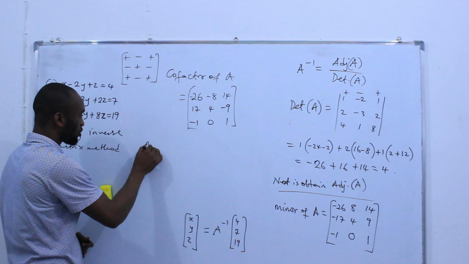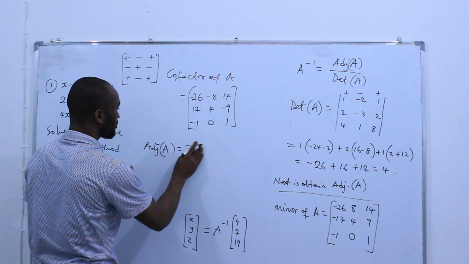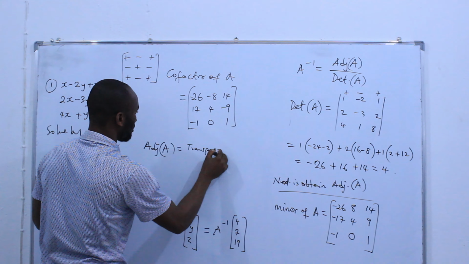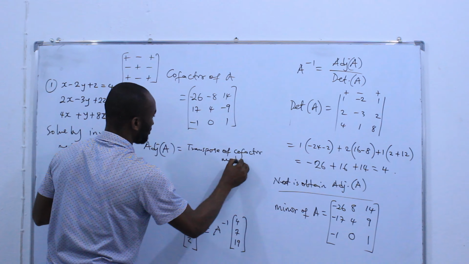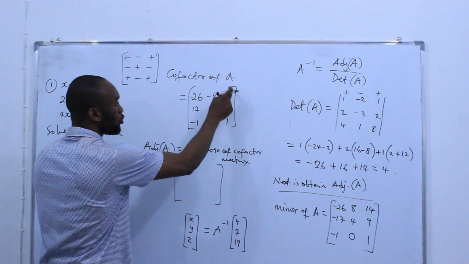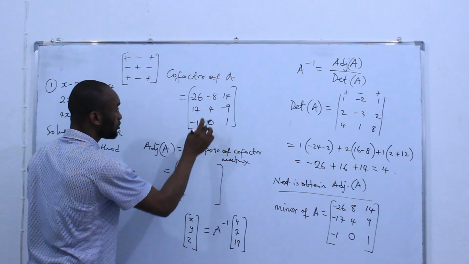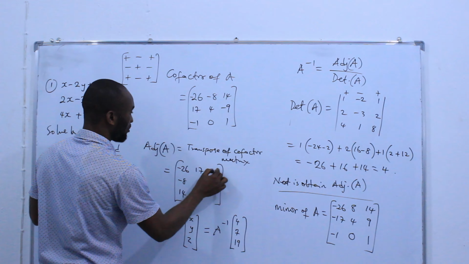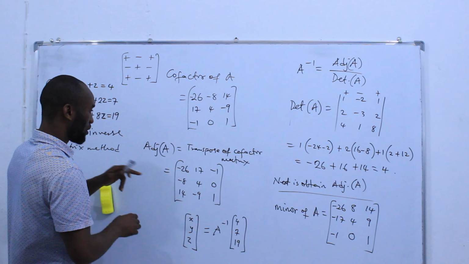Next in line is the adjoint of A. The adjoint of A is equal to the transpose of the cofactor matrix. So the transpose is to let the rows become the columns. We have minus 26, minus 8, 14, 17, 4, minus 9, minus 1, 0, 1. This is the adjoint of A.